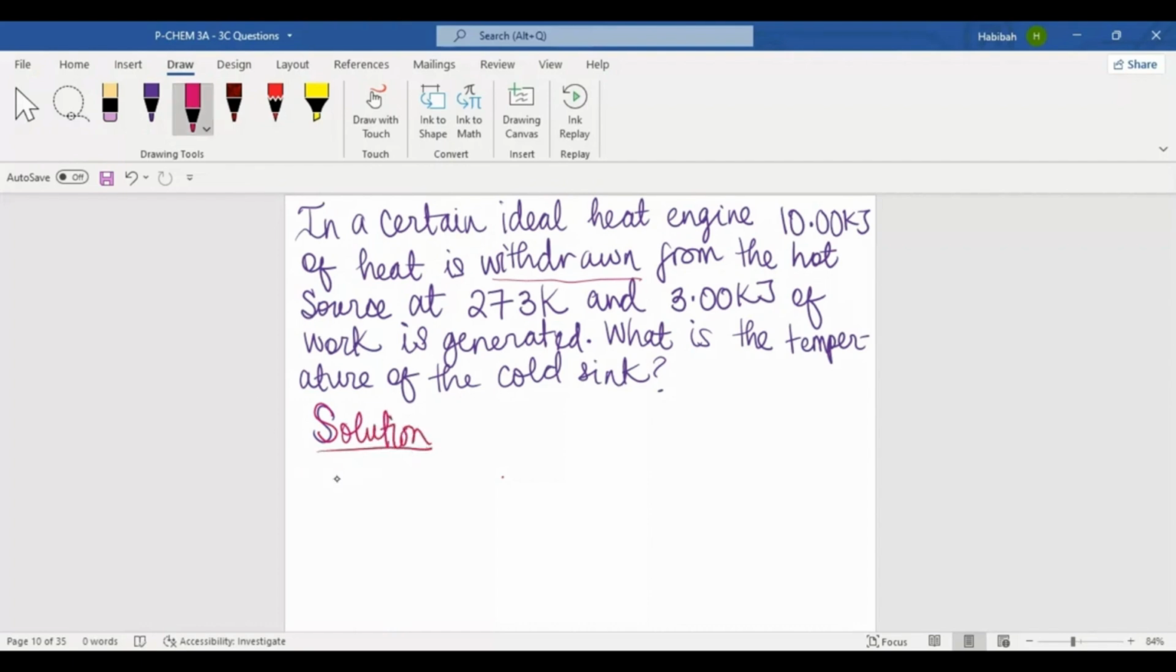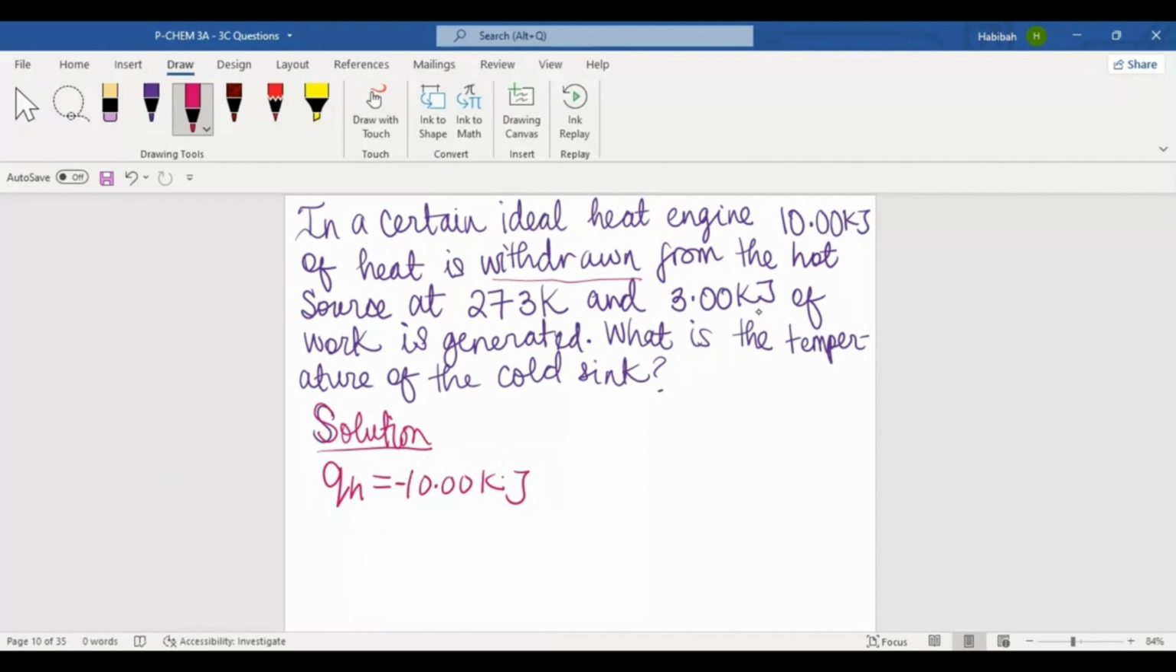You have the heat of the hot source to be 10.00 kilojoule. You're told that the heat is withdrawn from the hot source at 273 kelvins. So I'm going to put a negative here because we're talking about the heat of the hot source. The hot source has a temperature and a particular amount of heat, and part of the heat is withdrawn, meaning it's taken away. So the current value for the heat of the hot source is going to be negative 10.00 kilojoule.